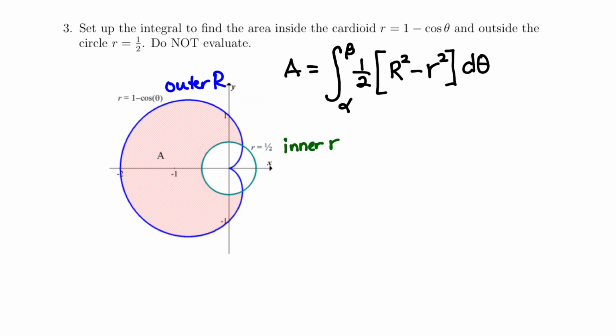If I want to go to x's and y's, then it's r sine theta. Y is r sine theta. X is r cosine theta. Is that what you're thinking? You're thinking unit circle, right?